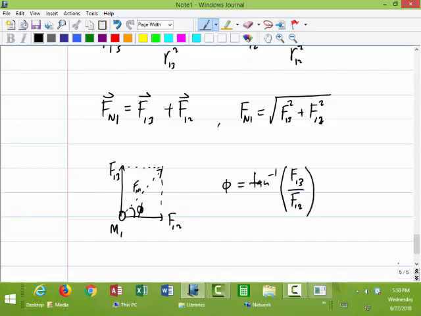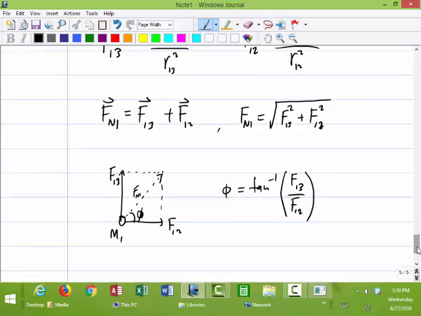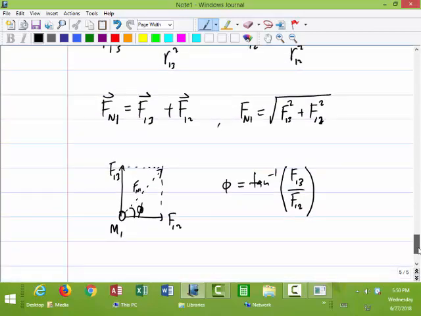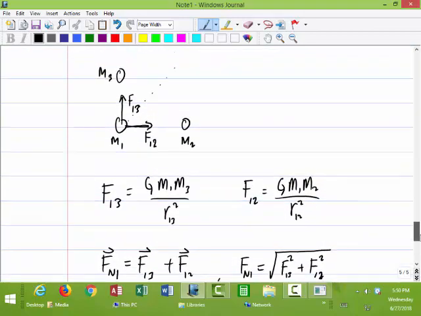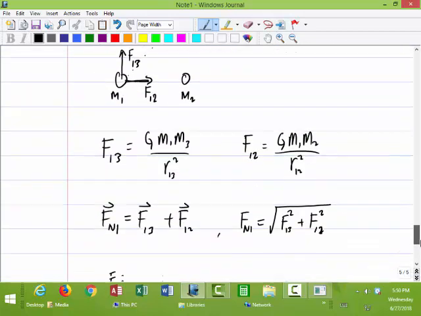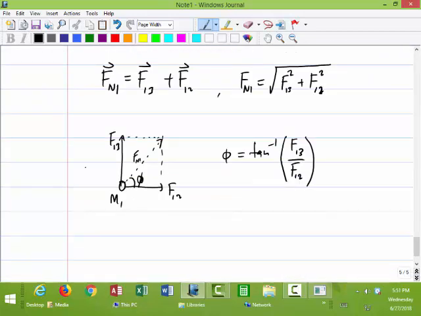So we've completed our example of the force on mass 1 due to two masses, mass 2 and mass 3. This is like a recipe that you can use if you have this kind of arrangement. Okay, so I'll go to the next section, which is the gravitational force on an object that is falling close to the surface of the Earth.